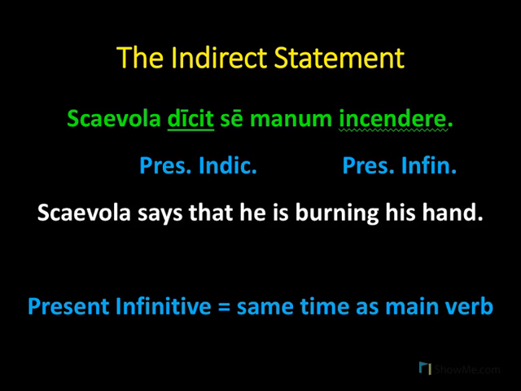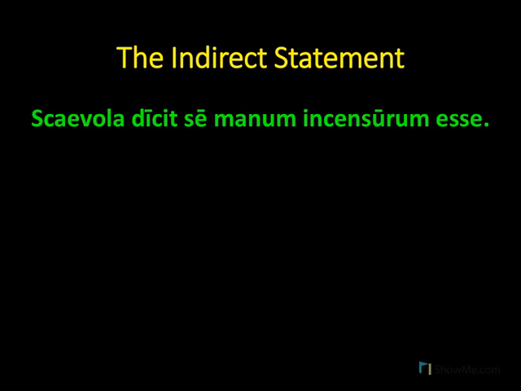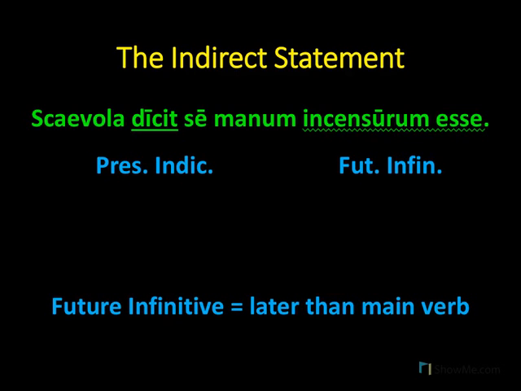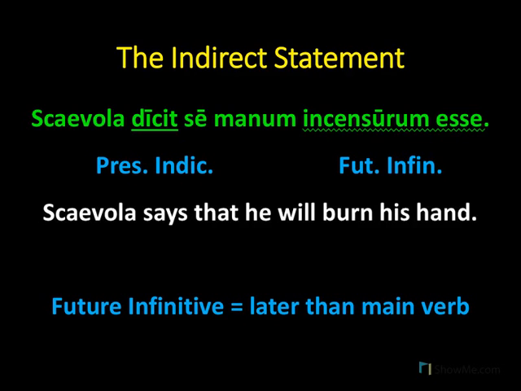And here's another example. Scaevola dicit se manum incensurum esse. So dicit again is our main verb, and incensurum esse is our infinitive. Dicit is still a present indicative verb, and incensurum esse is a future tense infinitive. Now, remember that the future tense of the infinitive indicates an action of the indirect statement that is later than the action of the main verb. So we translate this as, Scaevola says that he will burn his hand.